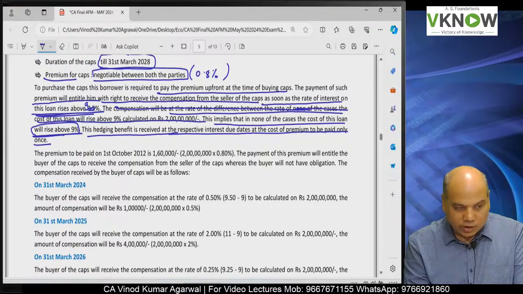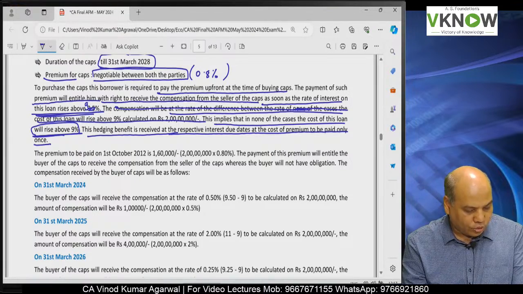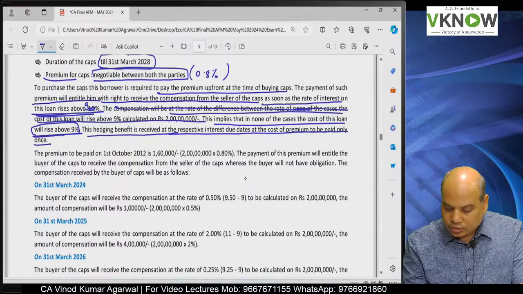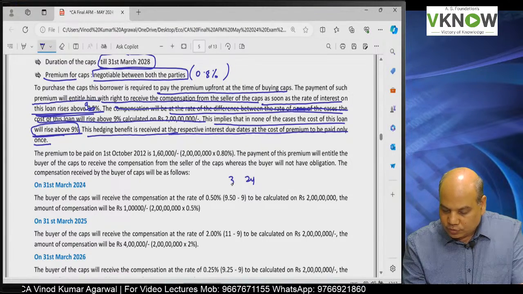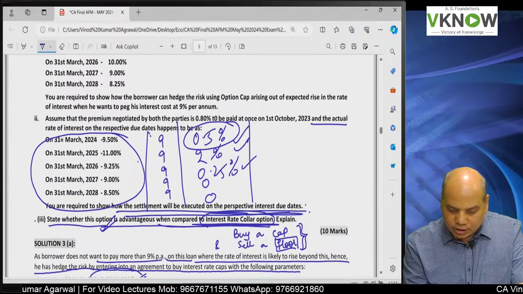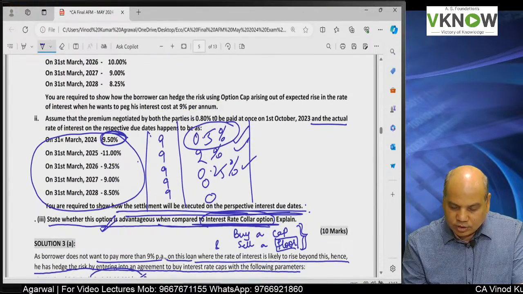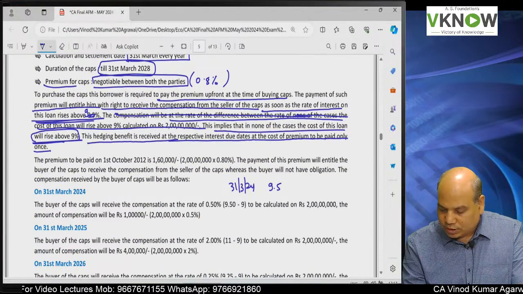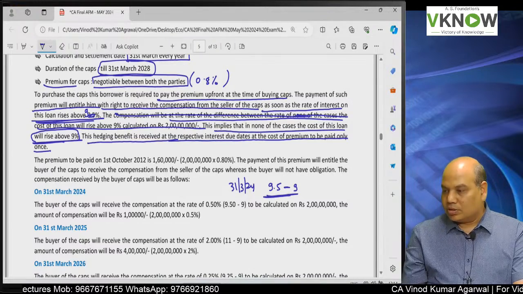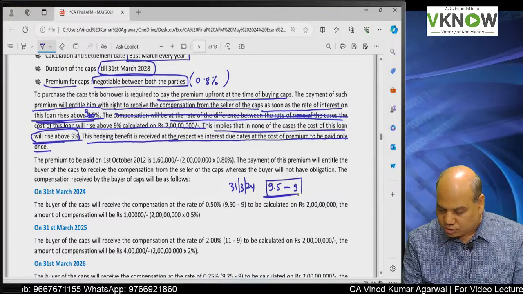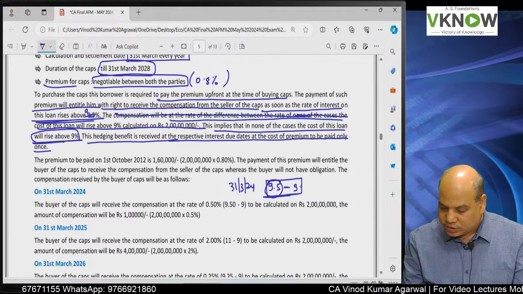The student is saying on 31st March 24 there will be zero payment. You are not right. On 31st March 24, please see, the market rate is 9.5% and the strike rate is 9%. So you will get 9.5% minus 9. Okay, it has gone above. Settlement will be based on the rate prevailing on this date.